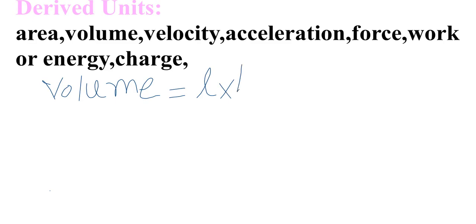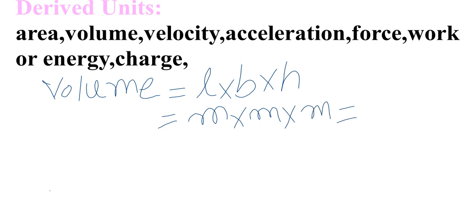Volume is there. What is the formula for volume? Length, breadth and height. So length is expressed in meters, breadth is expressed in meters and height is expressed in meters. So the unit of volume is meter cube. Here volume depends on the fundamental unit length, or fundamental unit meter. So volume is also a derived unit.